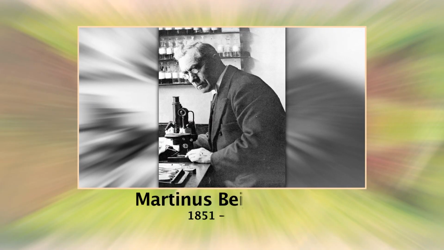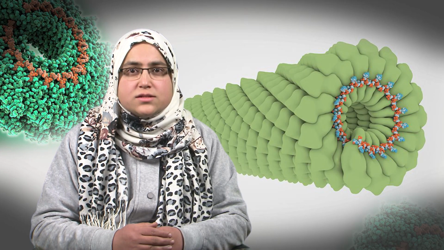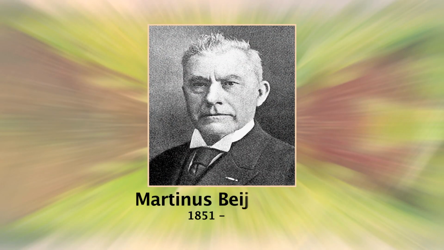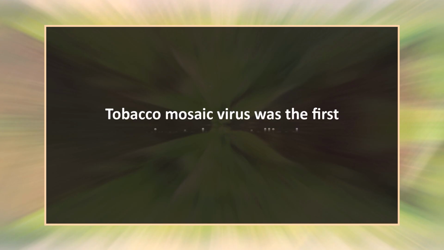In 1898, Martinus Beijerinck independently replicated Ivanovsky's filtration experiments and then showed that the infectious agent was able to reproduce and multiply in the host cells of the tobacco plant. Beijerinck coined the term virus to indicate that the causal agent of tobacco mosaic disease was of non-bacterial nature. Tobacco mosaic virus was the first virus to be crystallized.